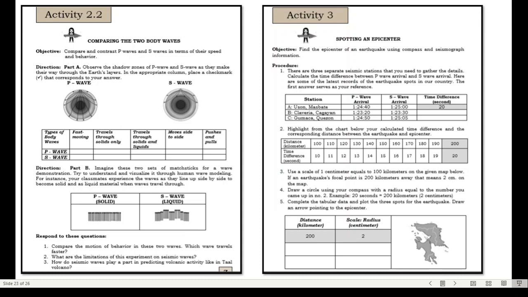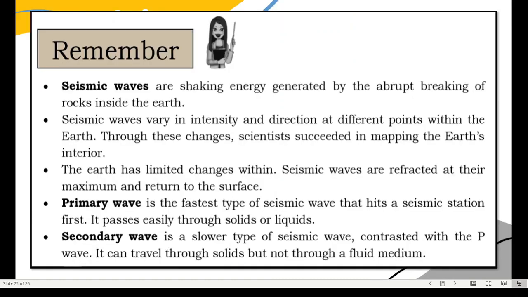For activity number 3 naman, spotting an epicenter. Ayan, napakita natin dun sa early videos natin kung paano mag-spot ng epicenter using triangular method, no? So, just follow the procedures and then complete the tabular data and plot the 3 spots for the earthquake dito sa number 5, no? So, gagamit tayo ng compass para malocate natin yung epicenter.